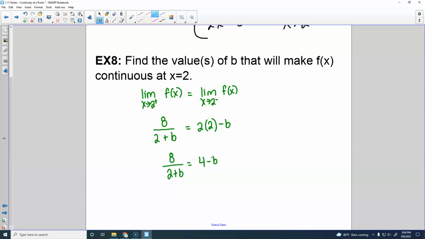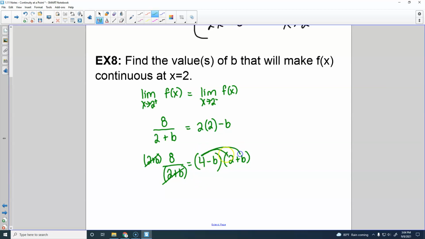All right, I cannot solve for b's when they're in the denominator. So this 2 plus b's got to go. How do I get rid of it? How do I get it out of the denominator? Multiply by 2 plus b here, which is just going to cancel. And then make sure you put parentheses around 4 minus b. You're going to multiply 2 plus b here. And so over here you'll need to distribute.